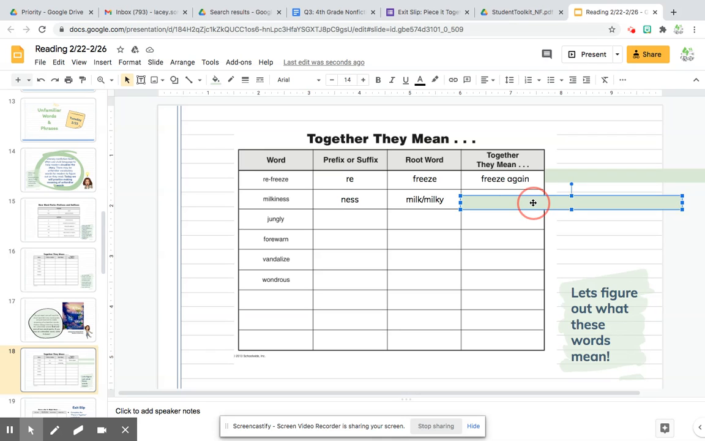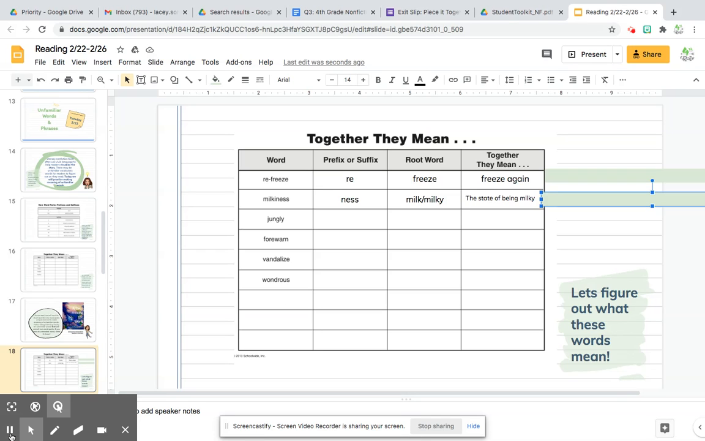All right, let's review. Oh, it's the state of being milky, right? Okay, so we know it's in the state of the milk. So in that milkiness state is where the water had found itself. Okay, so jungly, let's go ahead. I'm just going to read through and I want you to think about, obviously, we're looking at our suffix ly, what we think this could mean as we take note here today. All right, here we go.